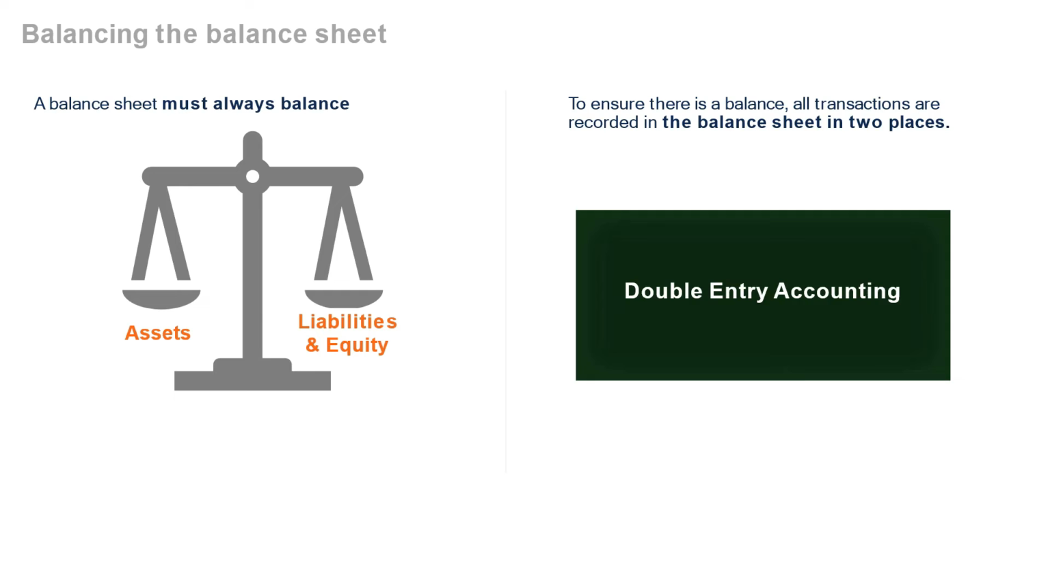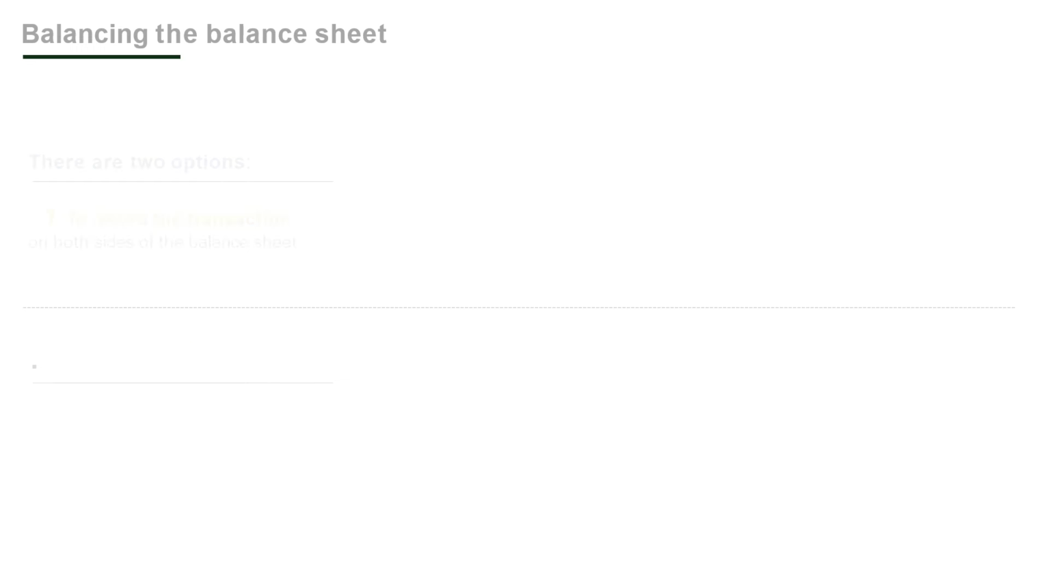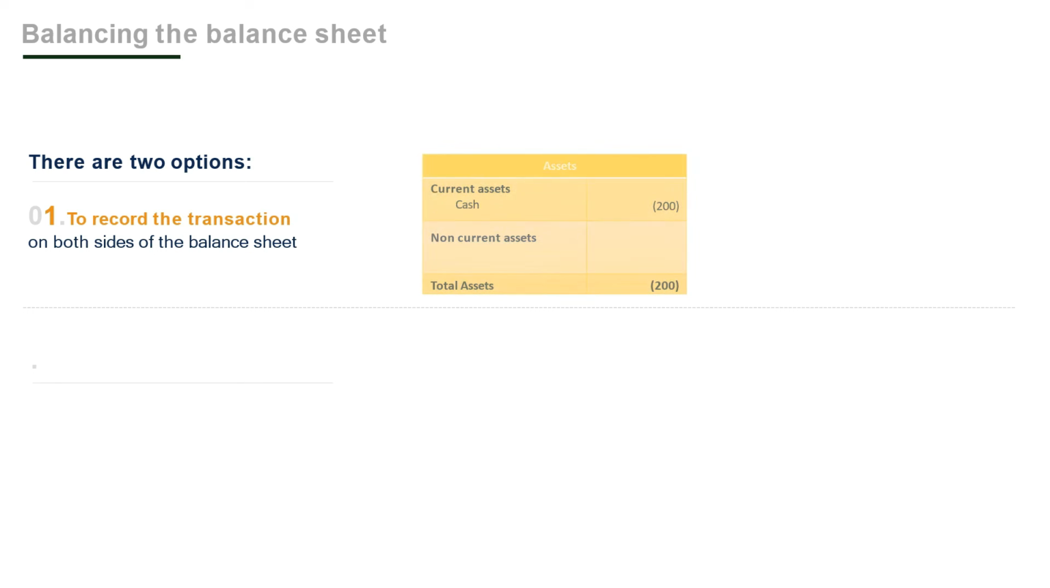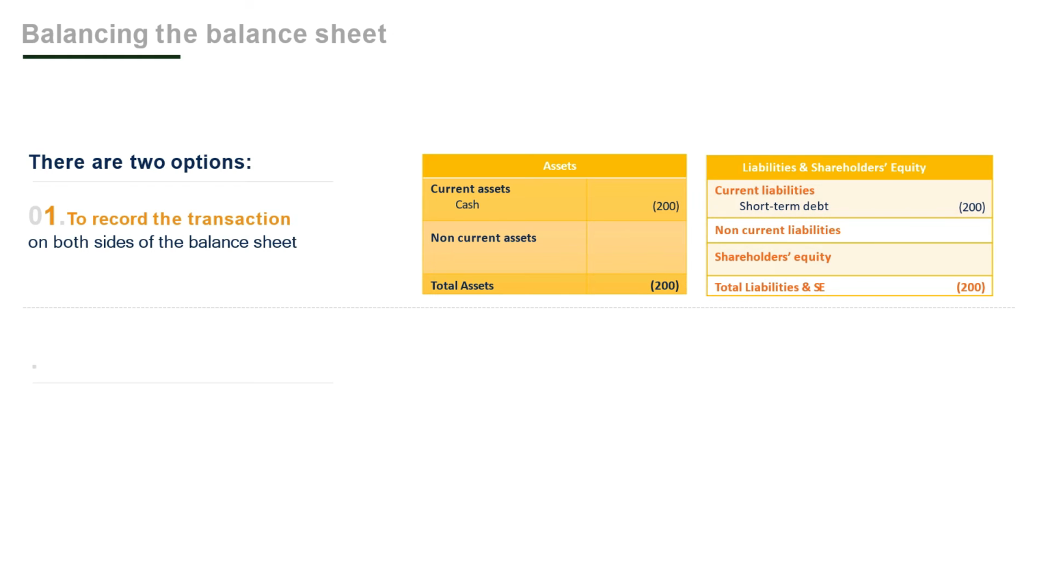And there are two options for doing this. The first option is to record any transaction on both sides. For example, if a company uses cash to pay down debt, the asset side of the balance sheet goes down on the cash balance, and the liability side of the debt owed also goes down by the same amount. So the balance sheet will still balance.